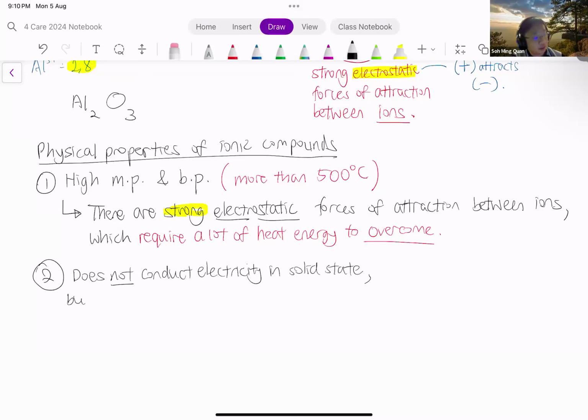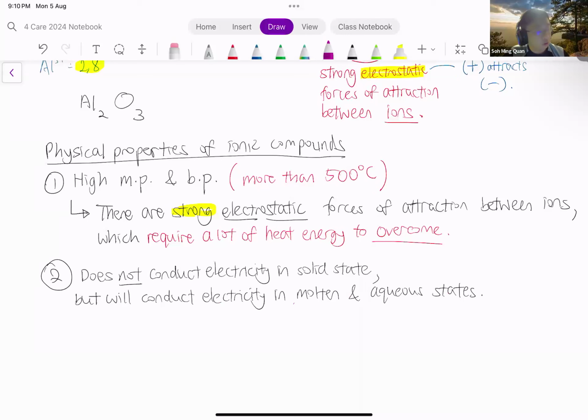But it will conduct electricity in the molten and aqueous states. So as a solid, it doesn't conduct, but when melted or when dissolved in water, it will conduct.